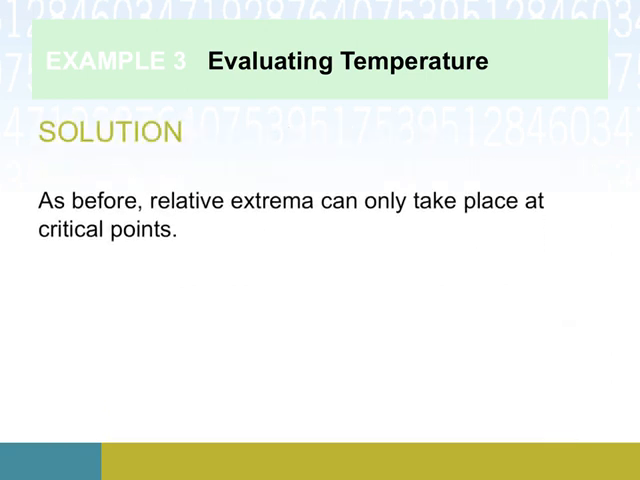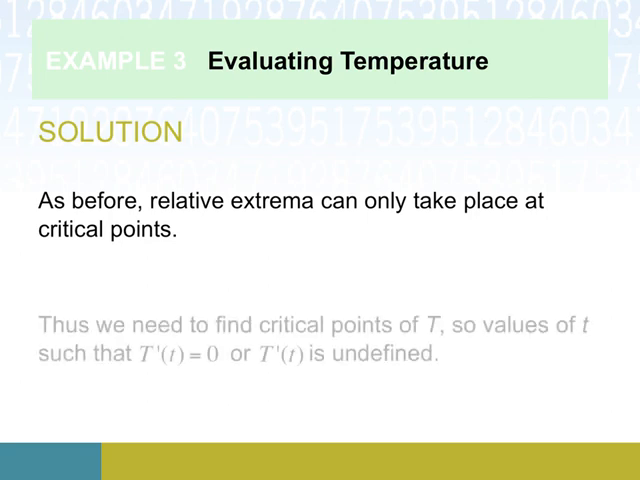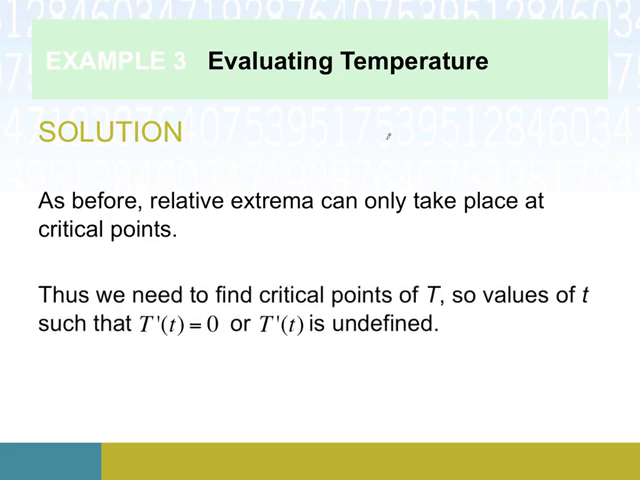Okay, so as always, when we're looking for relative extrema and we've got a formula, we should be looking for critical points to begin with. So the two places that we are supposed to examine are where the derivative is equal to 0 or the derivative is undefined. And the majority of the cases that we're interested in are going to fall into this first category, that T prime is equal to 0.